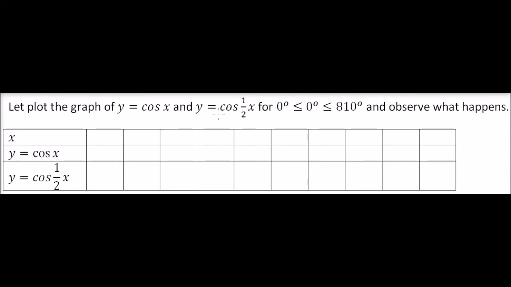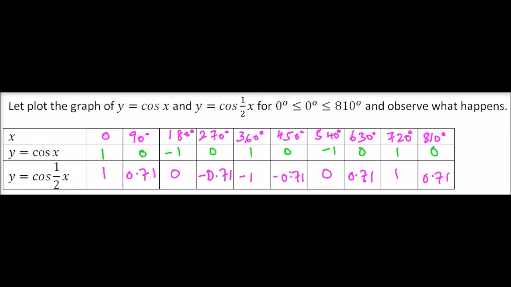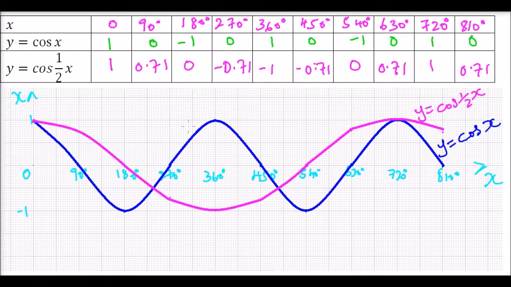So I'm going to fill my table and plot the two functions. So this is my table. I have already filled in the values that I'll need. I'm going to use this table to plot the graph of the two functions y equals cos x and y equals cos a half x and see what happens. So I have plotted the two graphs, that is the graph of y equals cos x and y equals cos a half x.